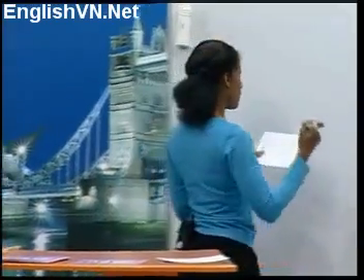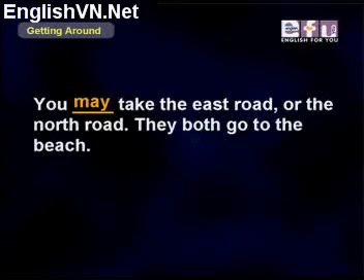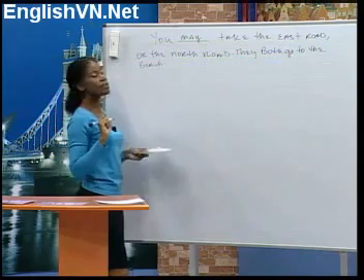Now, let's do some exercises using modals. Sylvia, can you please complete this first sentence? You take the east road or the north road. They both go to the beach. What do you think, Sylvia? You may take the east road or the north road. They both go to the beach. Very good. So you have a choice. All right, we use may here because we are talking about possibilities.